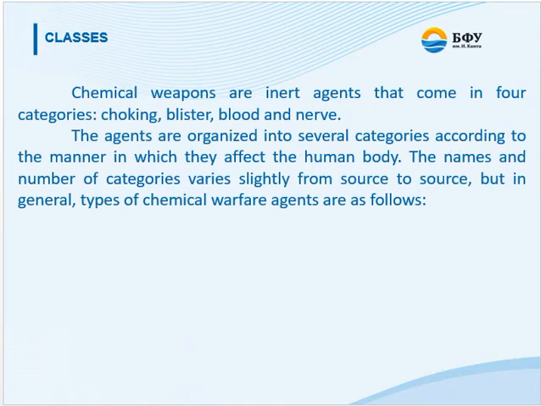Chemical weapons are organized into categories: choking, blister, blood, and nerve. The agents are organized into several categories according to the manner in which they affect the human body. The names and number of categories vary slightly from source to source, but in general, the types of chemical warfare agents are as follows.